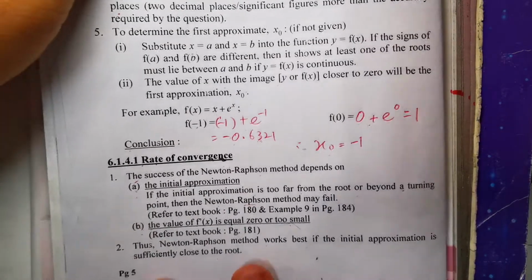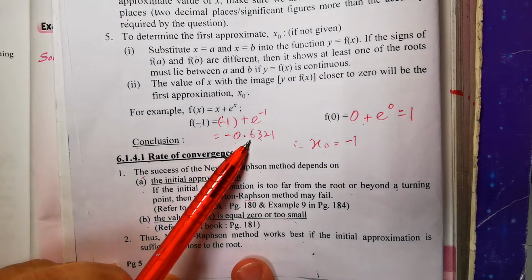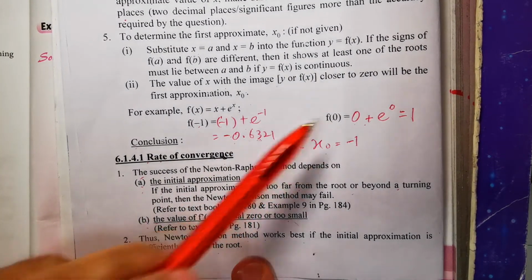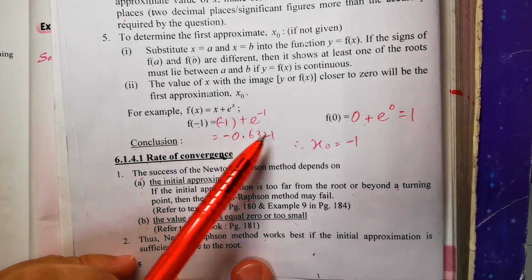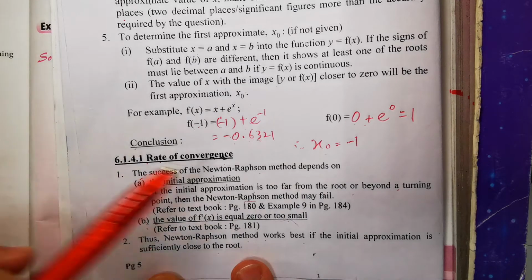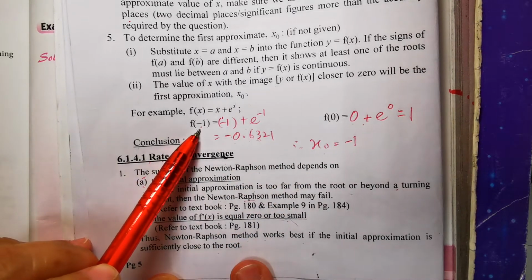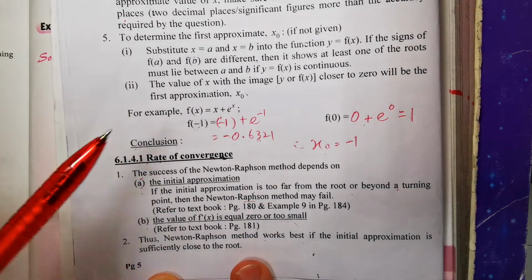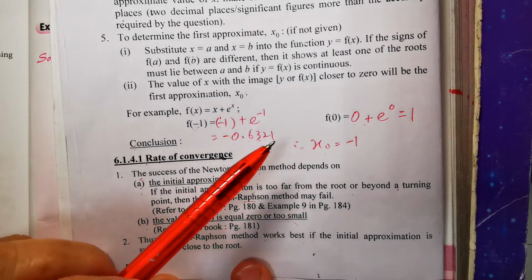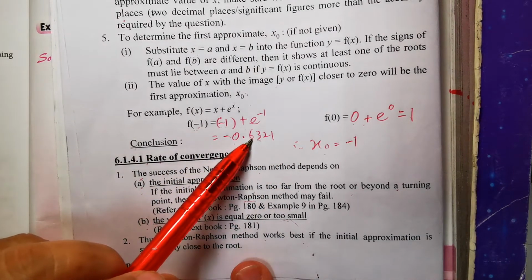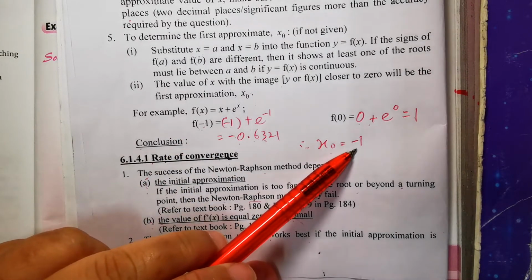Then we can calculate, we can do this. Remember just now? We show f(0) and f(-1), and there is opposite sign. So we know that the root actually lies between 0 and -1. Alright? So just now we already said, right, we will choose the value which is closer to 0. So we choose this one. This is closer to 0, so we choose x equals -1.